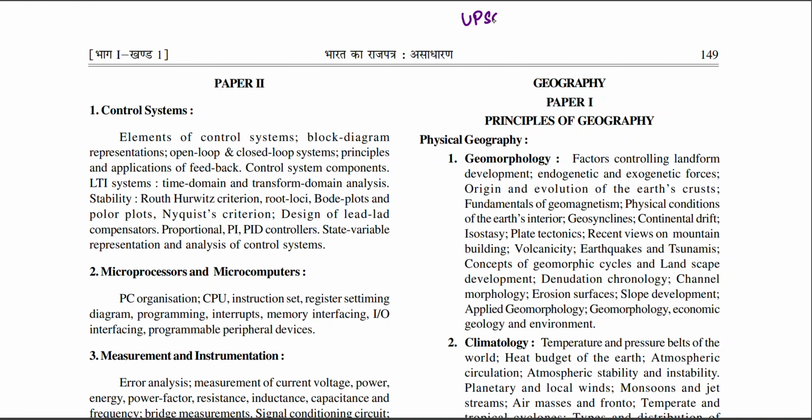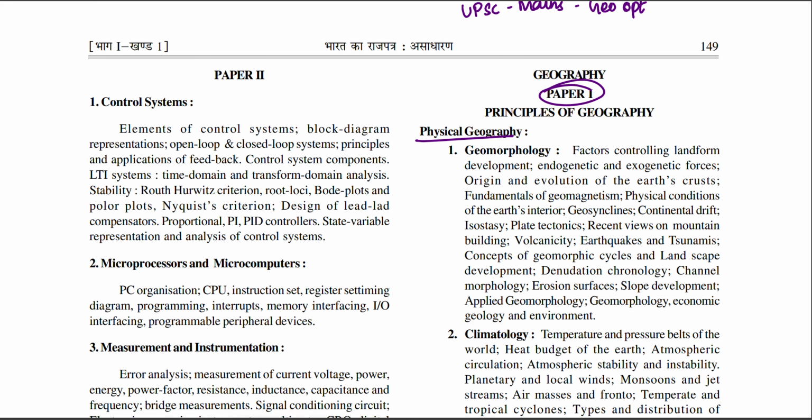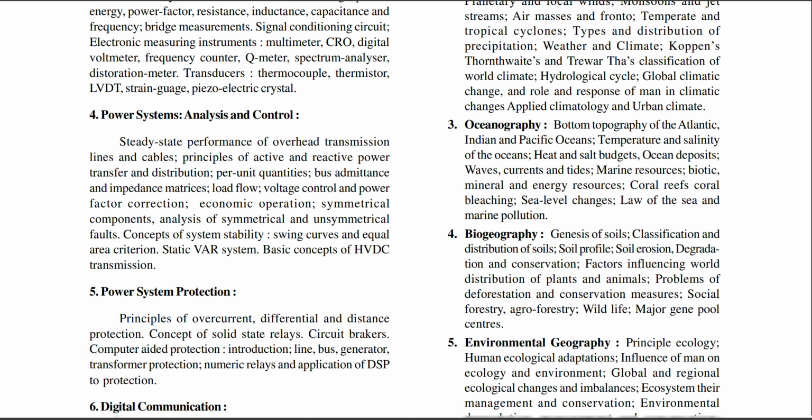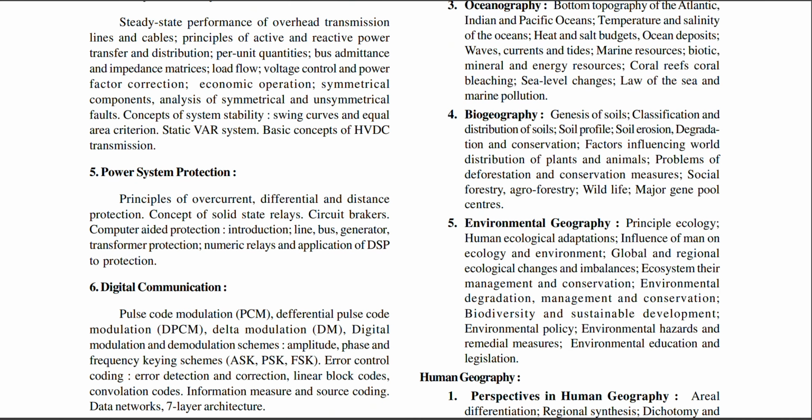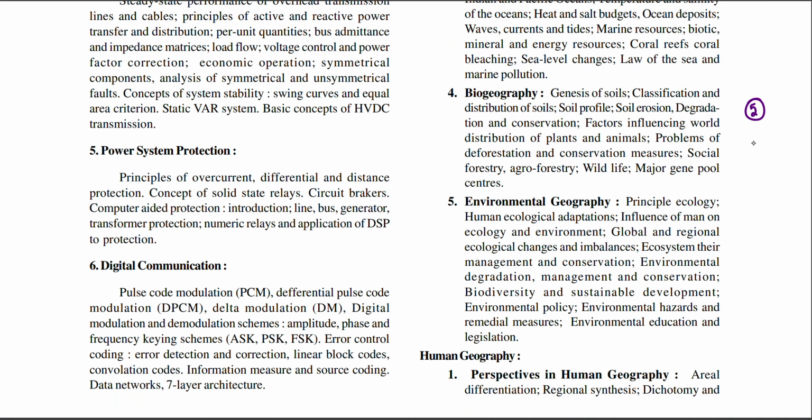UPSC means geography optional. If we look at the syllabus of optional, we have paper 1 and paper 2. Paper 1, part A, we are going to deal with physical geography, and paper 1, part B deals with human geography. In physical geography, the topics are geomorphology, climatology, oceanography, biogeography, environmental geography. We have five topics in physical geography.